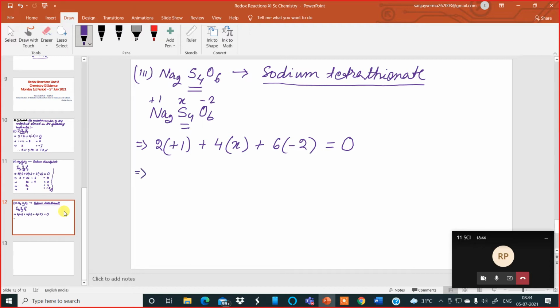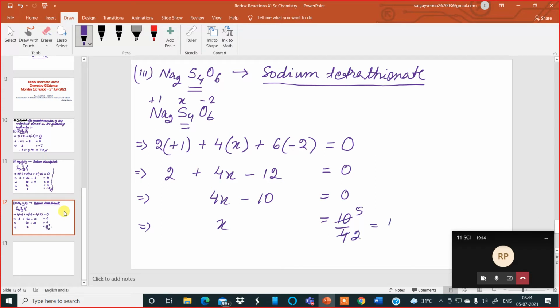After that we get 2 ones are 2, plus 4x minus 12 is equal to 0. So this becomes 4x minus 12 plus 2, how much? -10. So finally x is equal to 10 by 4. Are you getting it? 2 5s are 10, 2 2s are 4. So I am getting plus 5 by 2.